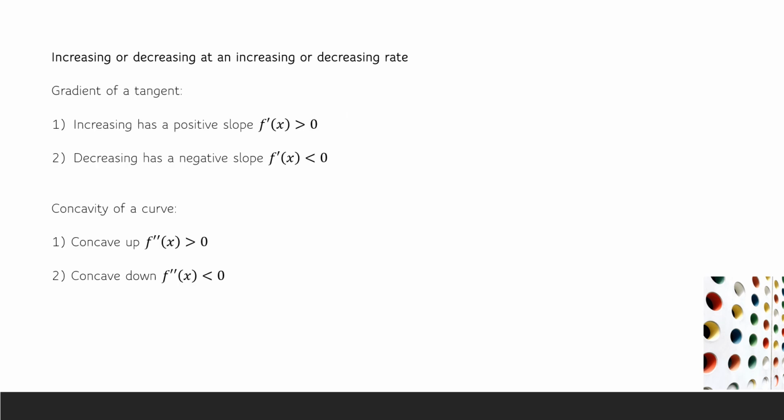So we know from our work back in year 11 that when we look at the gradient of a tangent, increasing has a positive slope, so our first derivative is greater than 0, and decreasing has a negative slope, so the tangents have a negative slope, and our first derivative is less than 0. When we focus on concavity, concave up is when the second derivative is greater than 0, and concave down is when the second derivative is less than 0.